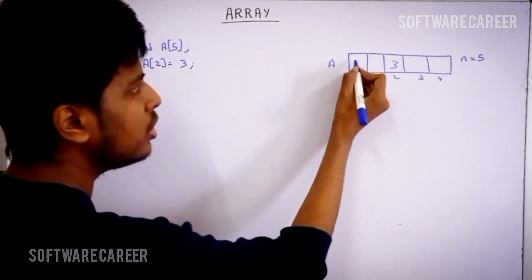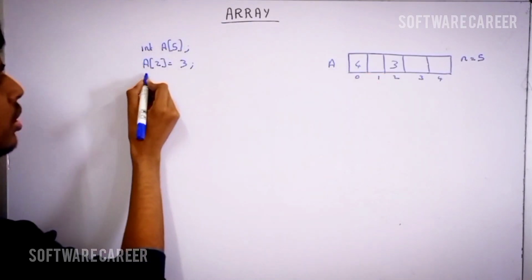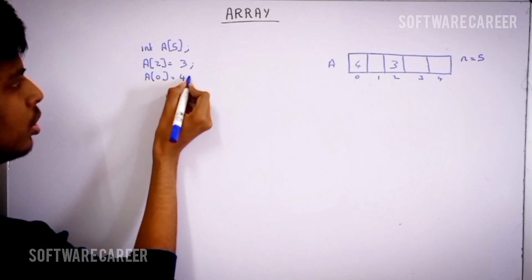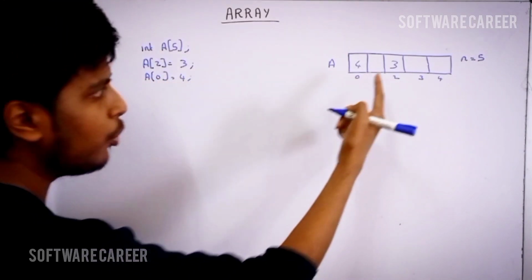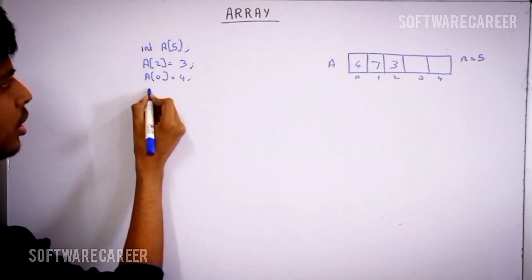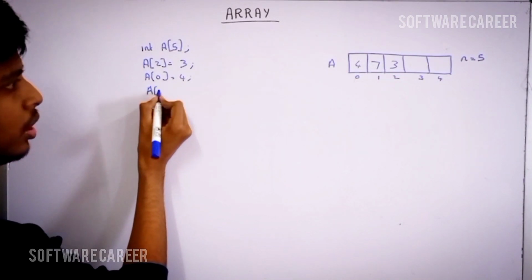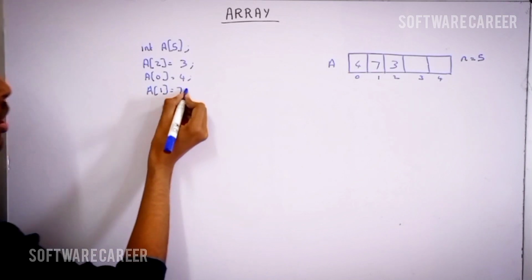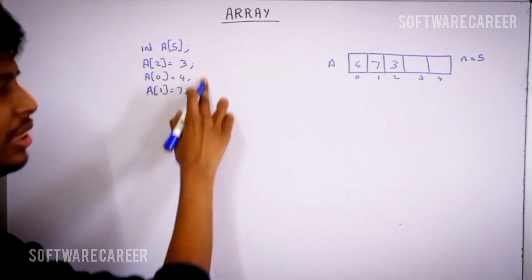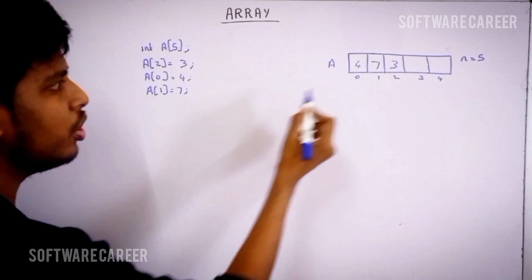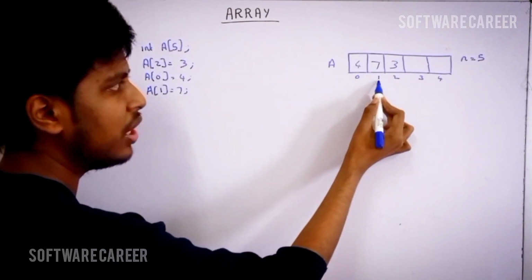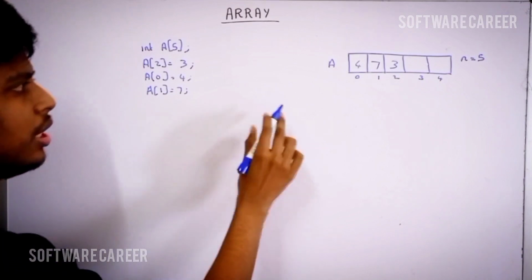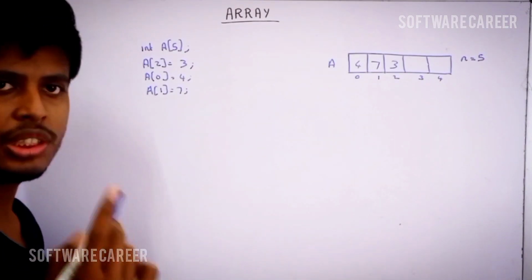If you want to insert 4 at the first position, you can write a[0] equals 4. Then one by one, if you want to insert 7 at index 1, a[1] equals 7. Now this takes many lines for initializing at 0, then at 1, then at 2. So how can we declare and initialize in a single line, in a single step?